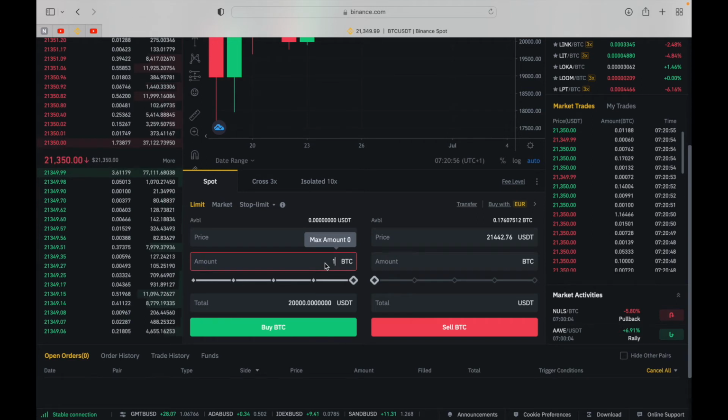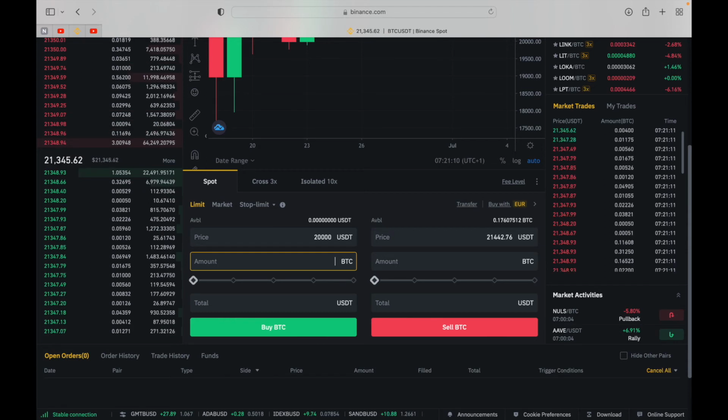So once Bitcoin touches 20,000, automatically I will buy 1 Bitcoin. I can say, okay, I don't want to buy a whole Bitcoin, I want to buy half of it. I will now enter 0.5, or depending on the volume of Bitcoin I want to buy, but it will be at the price when Bitcoin touches 20,000, and I will set it to buy. It will be an open order. Whenever Bitcoin touches 20,000, it will automatically buy for me.